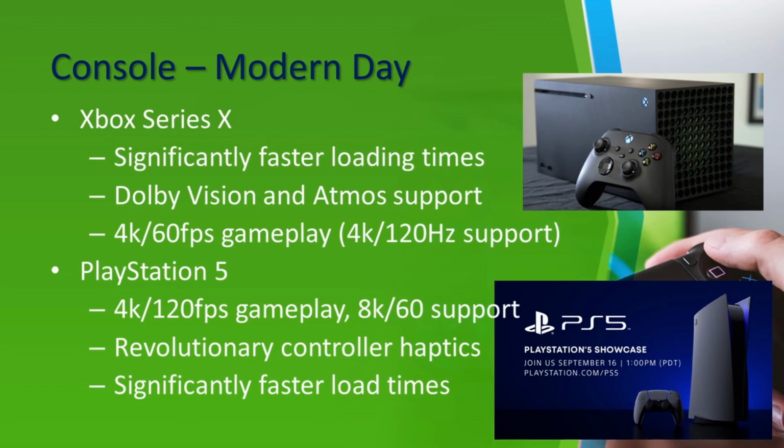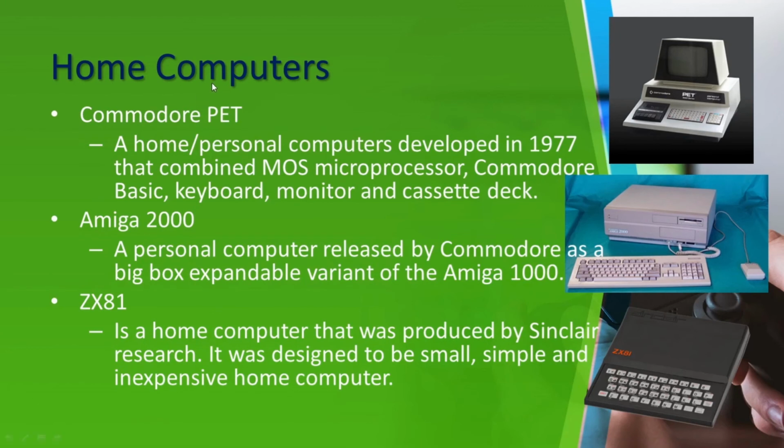Previously, consoles only maxed out at 60 or 30 FPS. But modern-day consoles can play up to 120 Hz or 120 FPS, depending on the TV or monitor that you're using. Then for PlayStation, we have the latest version, PlayStation 5. It supports 4K 120 FPS gameplay up to 8K 60 FPS support, revolutionary controller haptics, and significantly faster loading times. Why? Because instead of a slow hard disk drive, the PS5 has an SSD.